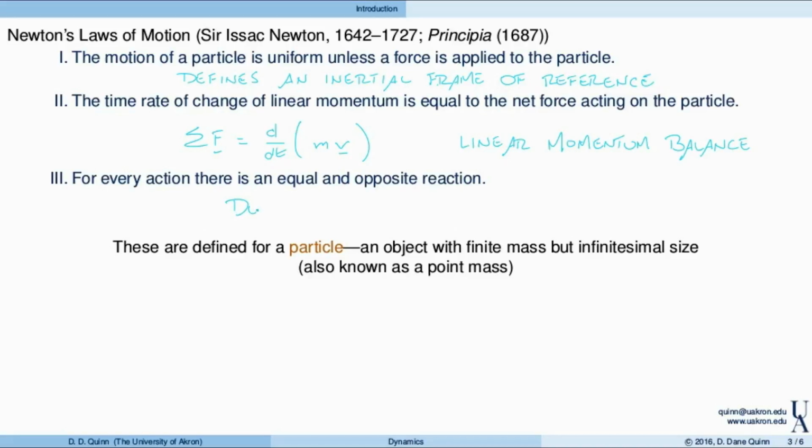And this describes the interaction between particles. Right, so if I have two particles that are, for example, in contact, then the third law helps us to determine the forces between those two particles.